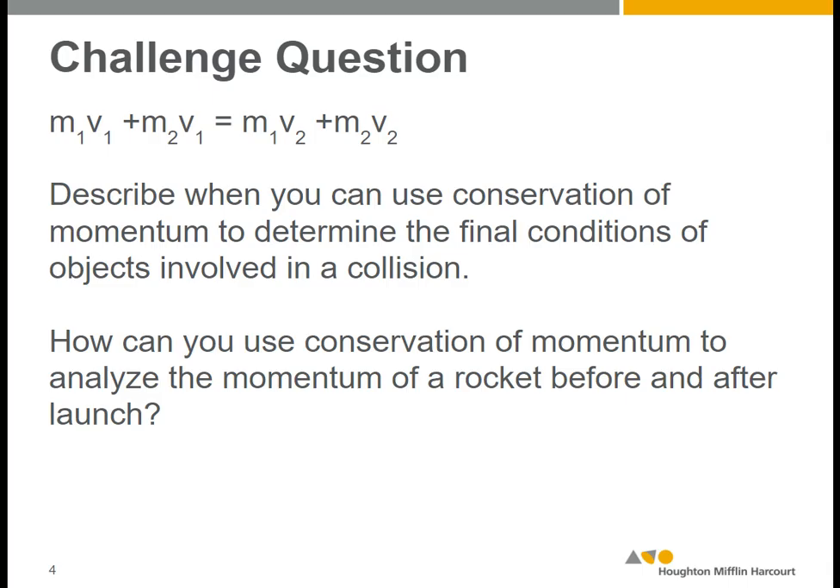But after launch, the gas expelled has momentum, and from the law of conservation of momentum, the momentum of the rocket at any given time will be equal and opposite to the momentum of the gas it has expelled. By knowing how fuel burns, engineers can project the speed of the rocket at any given point in its liftoff just by knowing how much fuel remains.